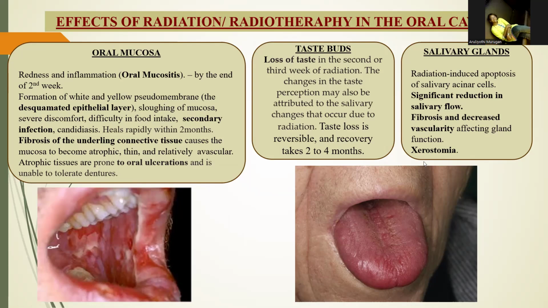And for salivary glands, it would affect their ability. Salivary glands are intermediately sensitive cells, so it obviously affects salivary production, thereby reducing salivary flow. There could also be fibrosis and decreased vascularity to the gland, which imposes a major problem of xerostomia.